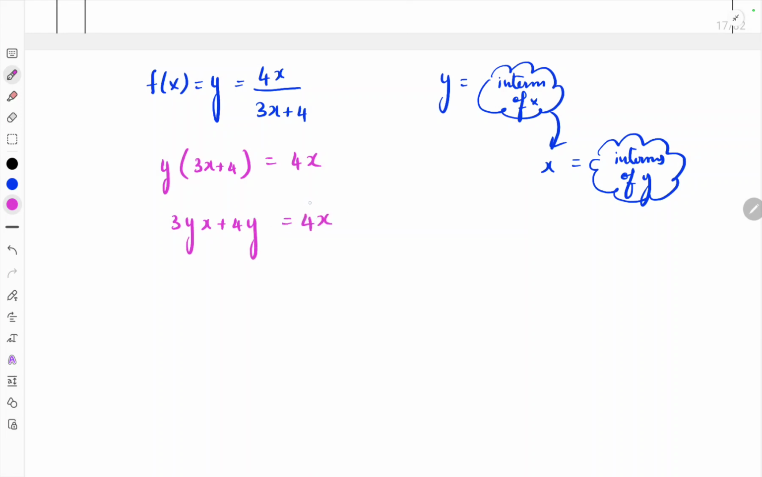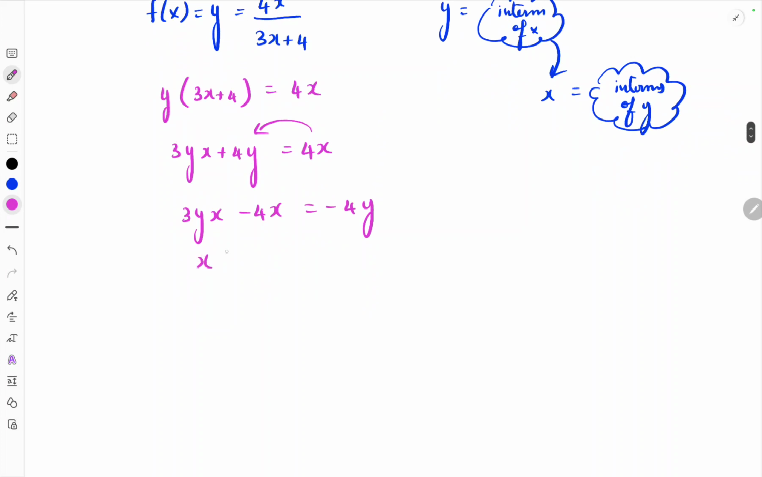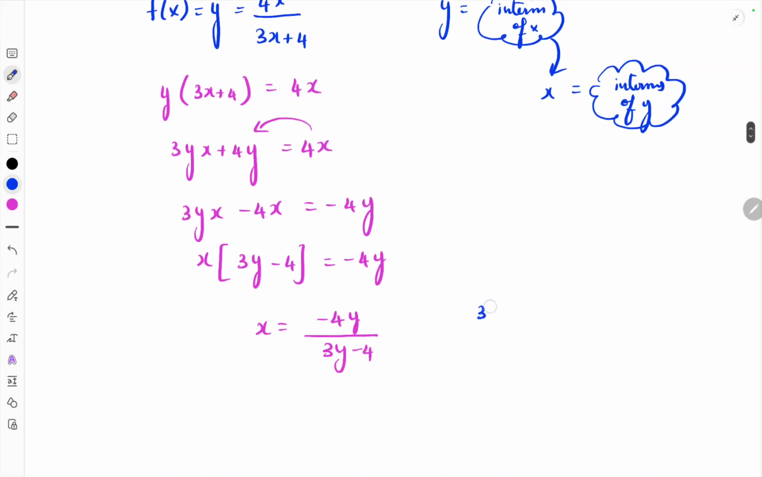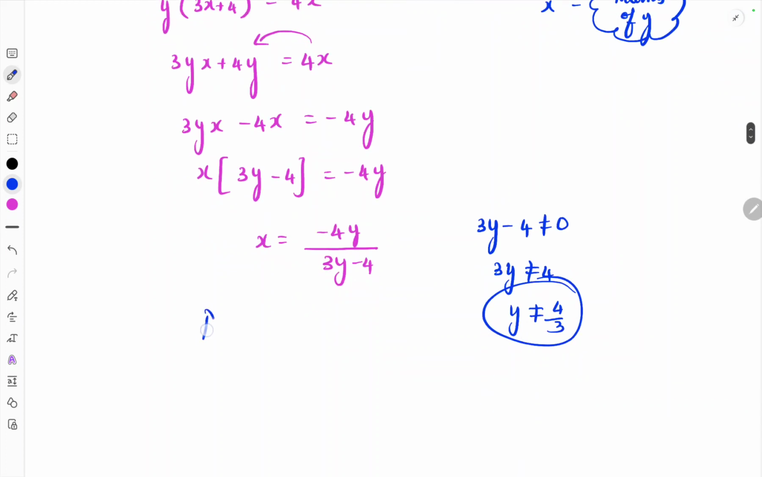So x terms we have to take on one side. So 3yx minus 4x equal to minus 4y. So x I can take common. After taking x common, it will be 3y minus 4 equal to minus 4y. So x will be equal to minus 4y divided by 3y minus 4. But this denominator cannot be equal to 0, 3y minus 4 cannot be equal to 0, which means 3y cannot be equal to 4. So y cannot be equal to 4 by 3. So range can be all real numbers except 4 by 3.